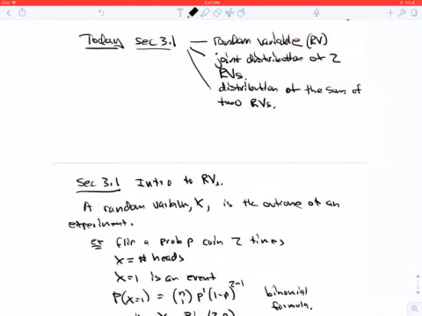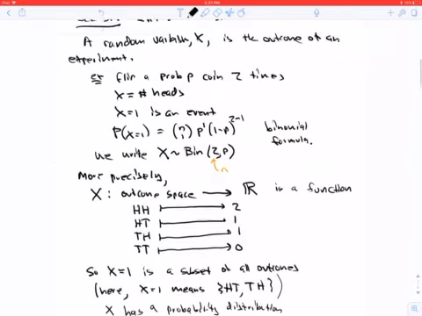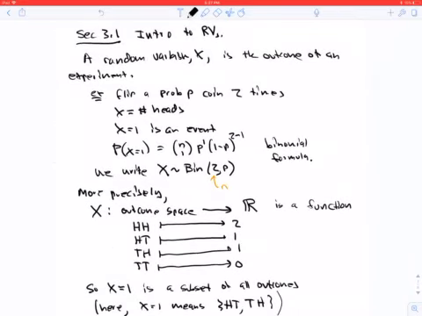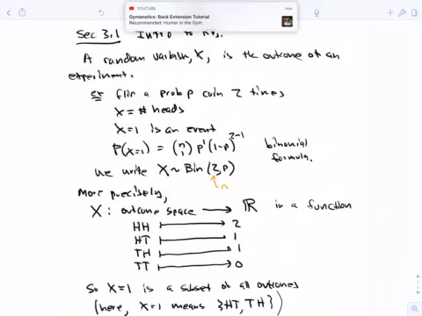Today we covered Section 3.1, concerning random variables, the joint distribution of two random variables, and the distribution of the sum of two random variables. So a random variable is the outcome of an experiment. For example, if you flip a probability p coin twice, X is the number of heads. So when you write X equals 1, that is an event.